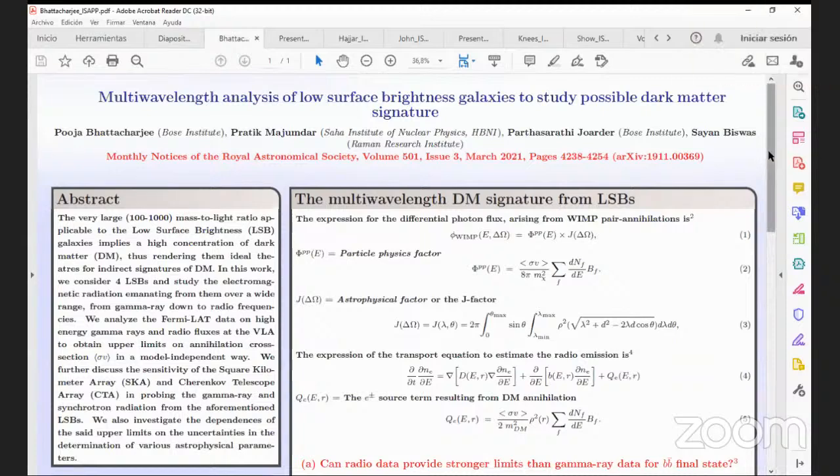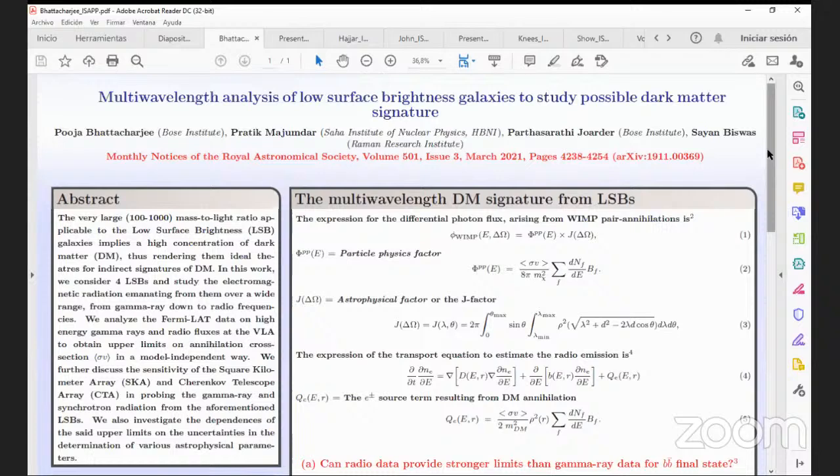Okay. So the topic of my poster today is the multi-wavelength analysis of low surface brightness galaxies in order to study the possible dark matter signature. This work was recently published, and the motivation for our study is that low surface brightness galaxies are considered very rich in dark matter content. For our studies we have chosen 4 low surface brightness galaxies and tried to estimate the possible gamma and radio emission that we might expect from the dark matter annihilation.